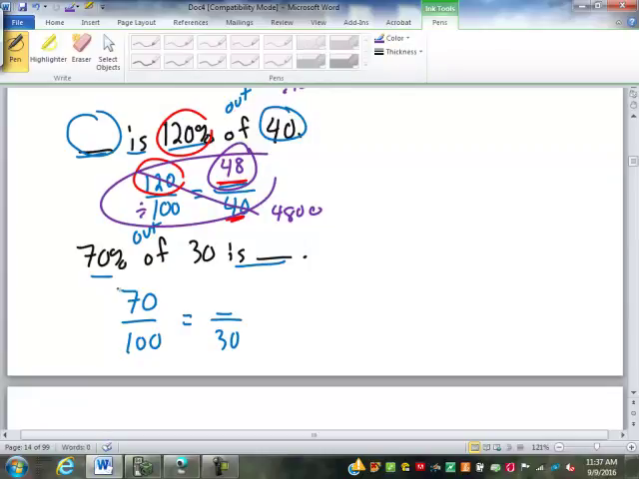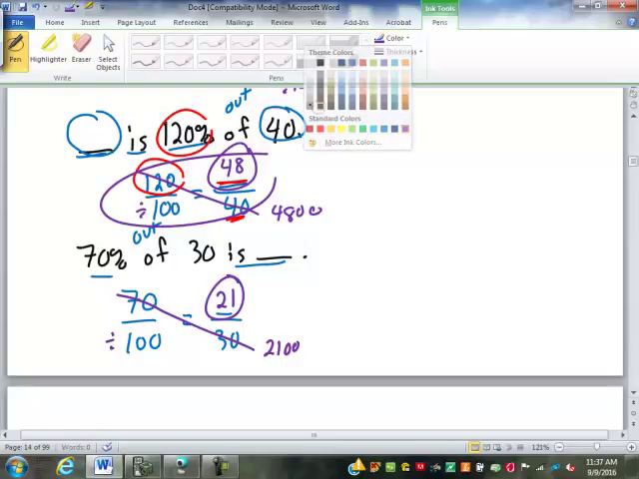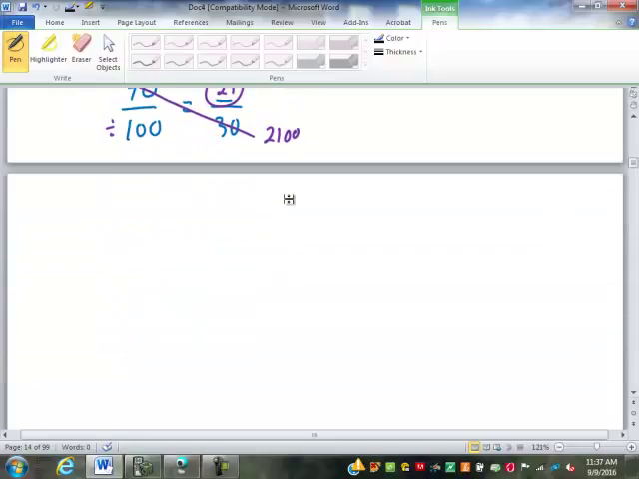So we'll go ahead and cross multiply and divide. 70 times 30 is 2,100. Dividing by 100 is 21. So 70% of 30 is 21. Well, all three of those examples we've seen so far are the same style problem. Let's look at one that's slightly different.